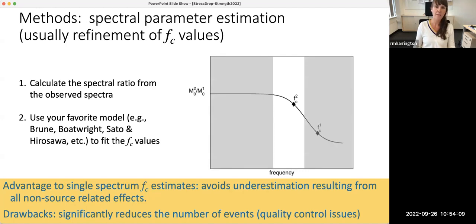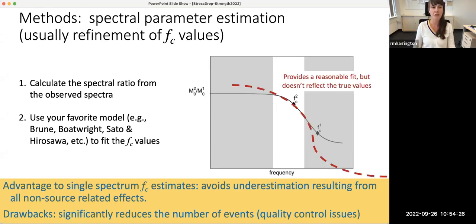And this is then compounded by the fact that you may have only a small frequency band available to you, in which sometimes only the corner frequency of the larger event is available. So then you only end up with one corner frequency estimate. And this is more commonly what happens.